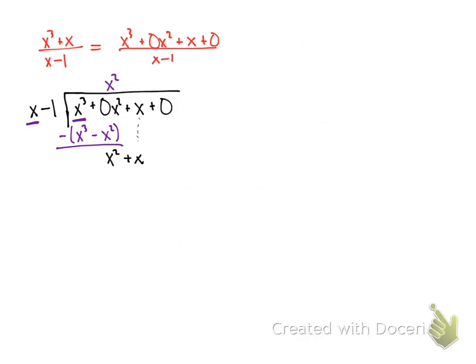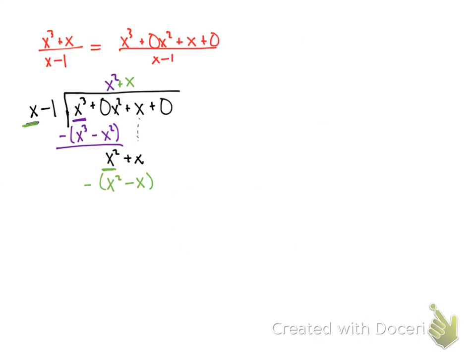Okay, now I look at the first part of each thing again. I'm looking at the x in the x minus 1 and the x squared in this x squared plus x. And I go, x times what would equal that x squared? Well, x times x equals that x squared, so I write that x on top. And multiply that times the entire left-hand thing, x times the entire x minus 1, and write it below.